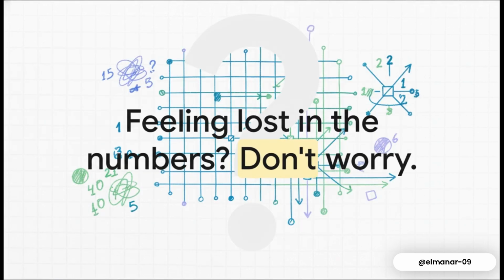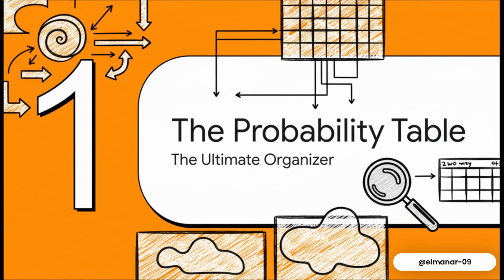So if you're feeling a little tangled up in all those numbers, that is totally normal. But seriously, don't worry. There is a secret weapon that is designed for exactly this kind of mess. It's this elegant little grid that makes all of these connections instantly obvious. And here it is. I want you to meet the hero of our story today, the probability table. Now, you might hear it called a two-way table or a contingency table, but whatever the name, the idea is exactly the same. It is the ultimate organizer for messy, overlapping data.